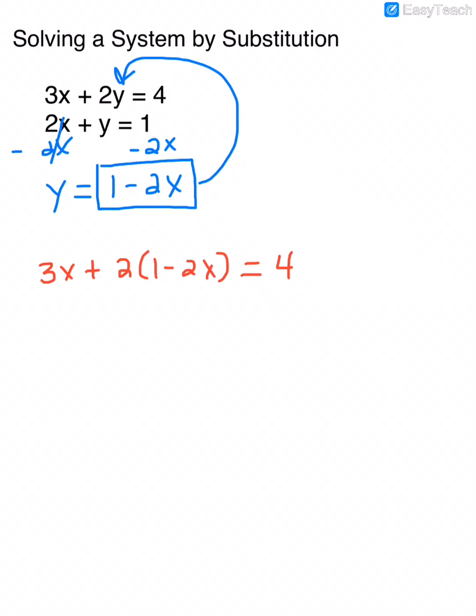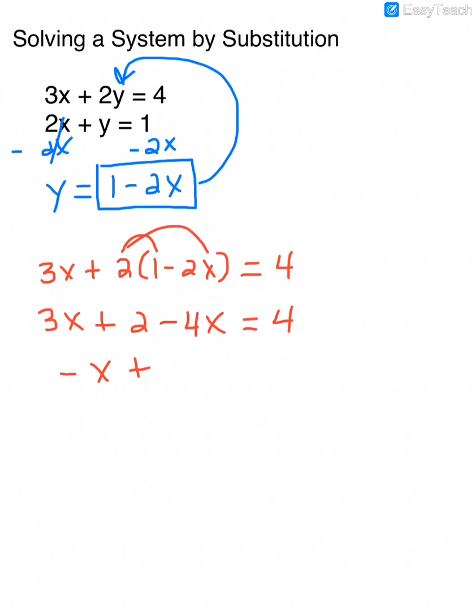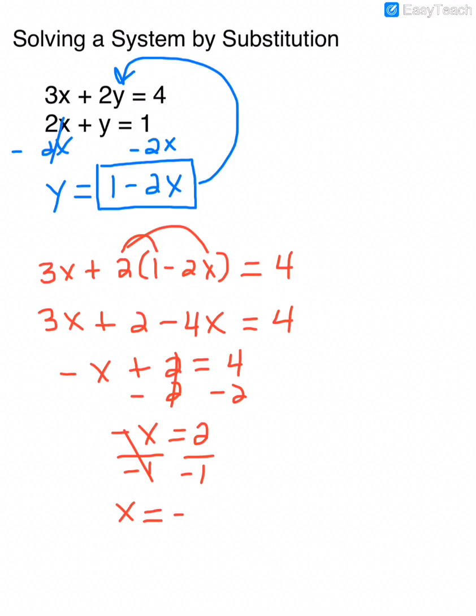Okay, so now that I've replaced y with what it's equal to, I need to simplify this equation. So I'm going to distribute the 2, and that gives me 3x plus 2 minus 4x equals 4. All right, so if I combine my like terms, 3x minus 4x, that's a negative x plus 2 equals 4. All right, so I'm going to subtract 2 from both sides, and that gives me negative x equals 2. Divide by -1, so x equals -2. Okay, so that gives me my x.